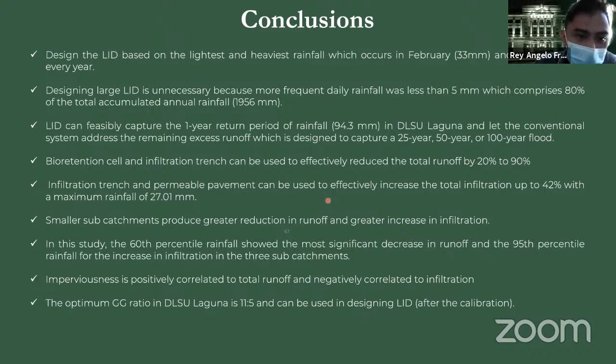Bioretention cell and infiltration trench can be used effectively to reduce the total runoff by 20 to 90%. Infiltration trench and permeable pavement can be used effectively to increase the total infiltration by up to 42%.